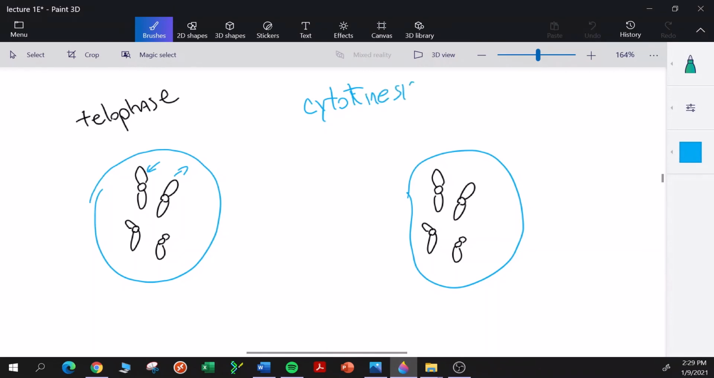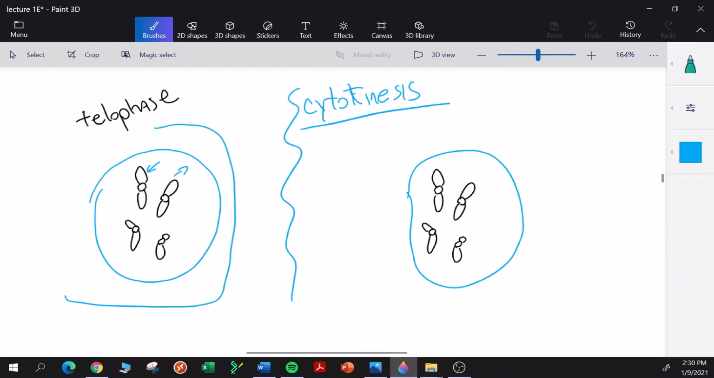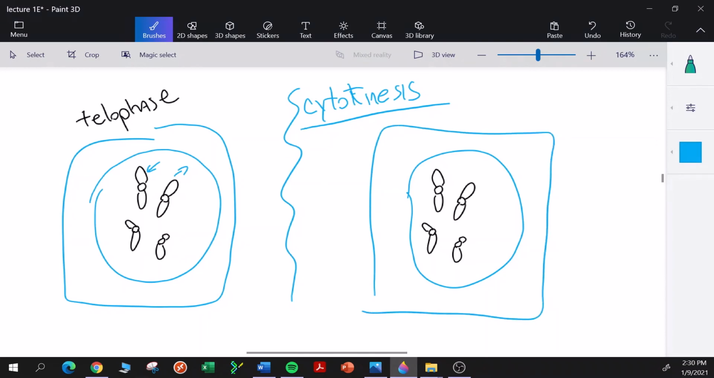Cytokinesis. Kinesis, say whichever one you want. Division of the cytoplasm. Again, we are going to consider cytokinesis to be totally distinct from mitosis, and it happens after mitosis. But this nucleus over here is going to be the nucleus for one of the cells resulting after cytokinesis, and this one over here is going to be the nucleus for the other cell resulting from cytokinesis.